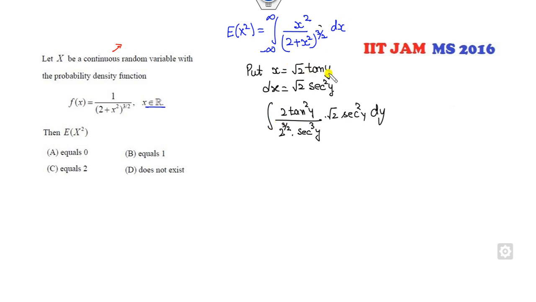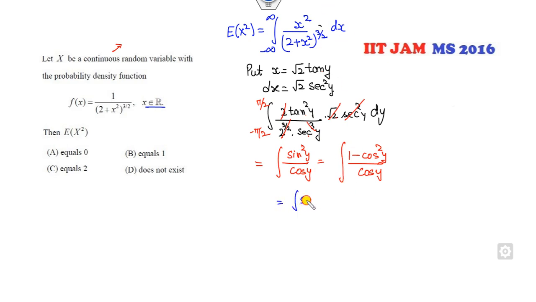What is the limit of y? When x is minus infinity to plus infinity, y is minus pi over 2 to plus pi over 2. So you can see the root 2 and 2 raised to power 3 by 2 will be cancelled out, and the secant squared will be cancelled out. I can write it as sin squared y over cos y, because one secant is cancelled out, fine. So how can you solve that? It's 1 minus cos squared y over cos y, so it is secant y minus cos y.